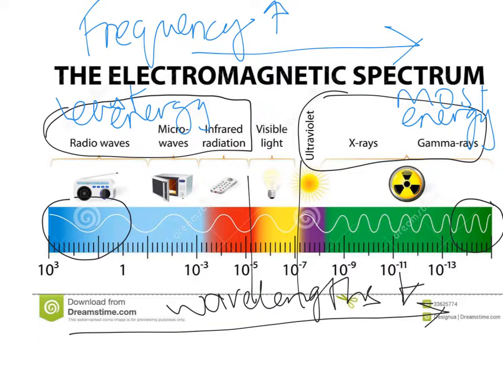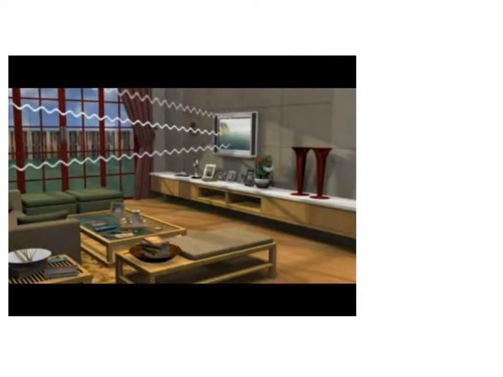So on this slide here, we can't actually watch the video, but I will put it on the YouTube channel for you. It's a video from NASA, and it just goes through a lot of the different waves from the electromagnetic spectrum, as well as examples of how we use them.